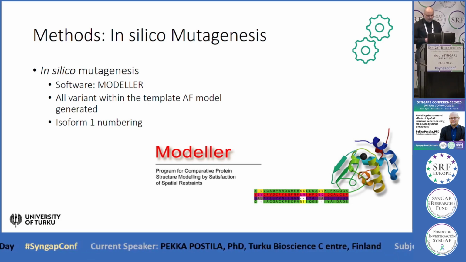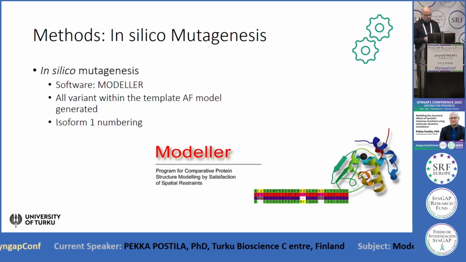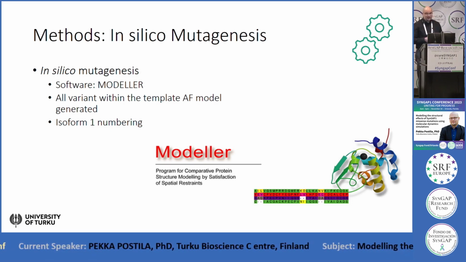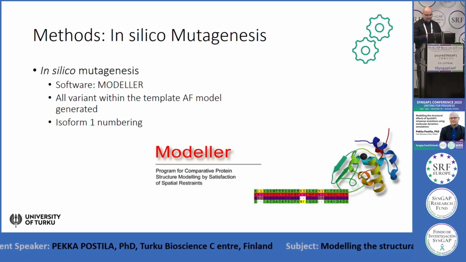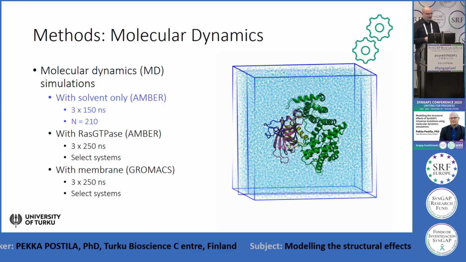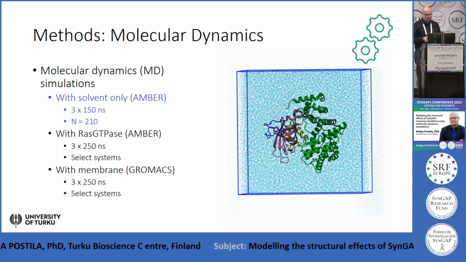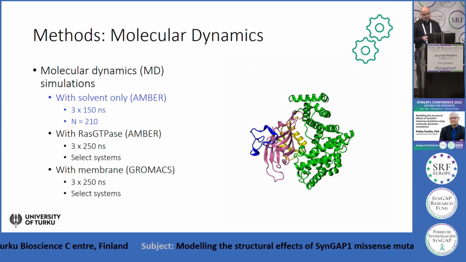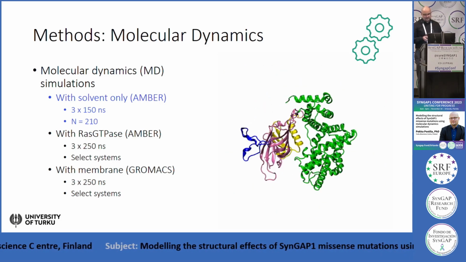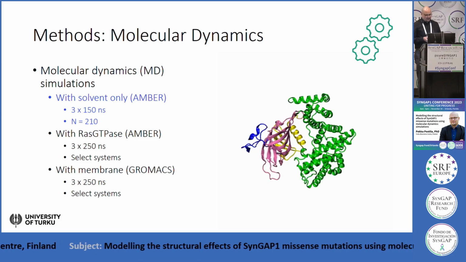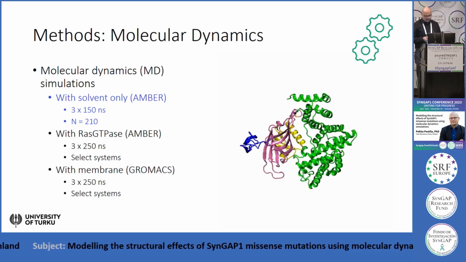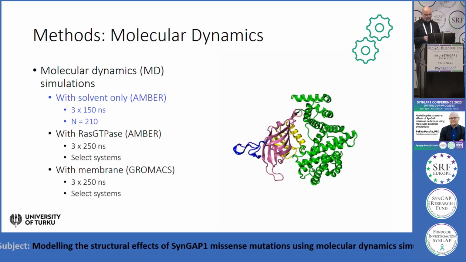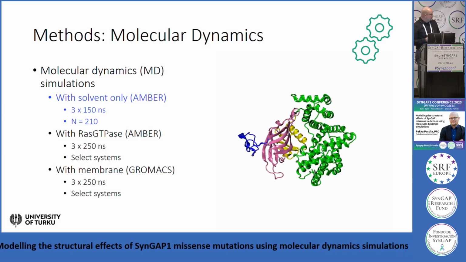A few words about the methods. I won't go into too much detail, but basically we do in silico mutagenesis. We use computers to generate the missense mutants using a software called Modeler. We've also tried AlphaFold, which can generate them the same way, but we get similar structures using that. So now we have the mutation done for the structure, and then we run an MD simulation.